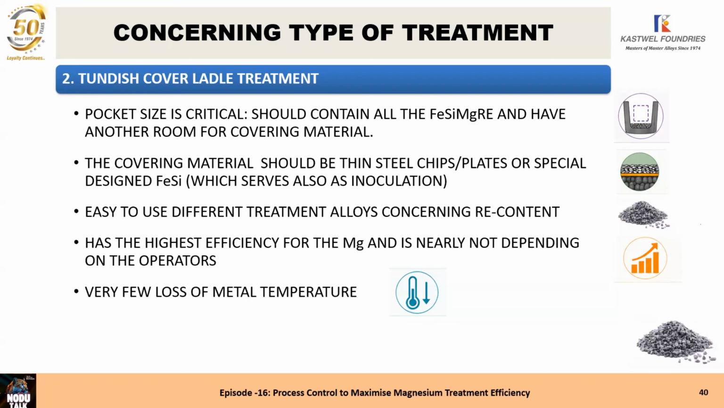Pocket size is critical. Covering metal should be thin slips, chips or plates. It is easy to use different magnesium treatment alloys and rare earth content. It has the highest efficiency for magnesium, is nearly not dependent on the operators, and has less loss of metal temperature. This is the most important process control parameter that we can control by this method.